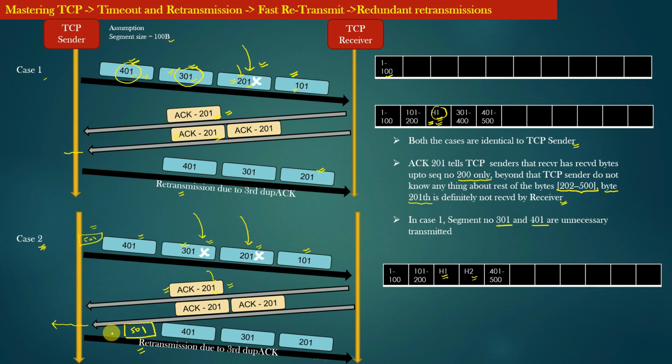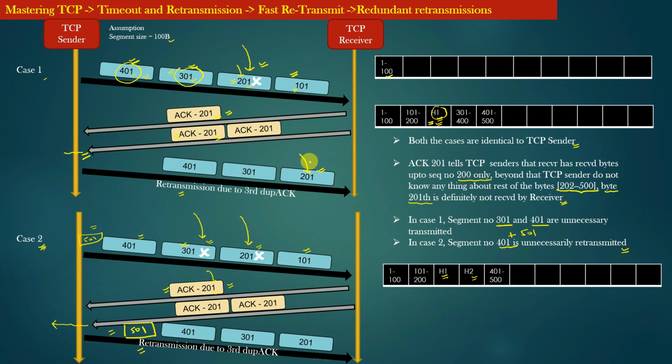The same goes for case 2 as well. So in case 2, segment numbers 401 and 501 have been unnecessarily retransmitted by the TCP sender, despite the fact that data segments with sequence numbers 401 and 501 were successfully received by the TCP receiver in their first attempt itself. So now you see the problem here. The duplicate ACK helps the TCP sender implement fast retransmission, and the TCP sender can retransmit the lost segment 201 as soon as it receives 3 duplicate ACKs.